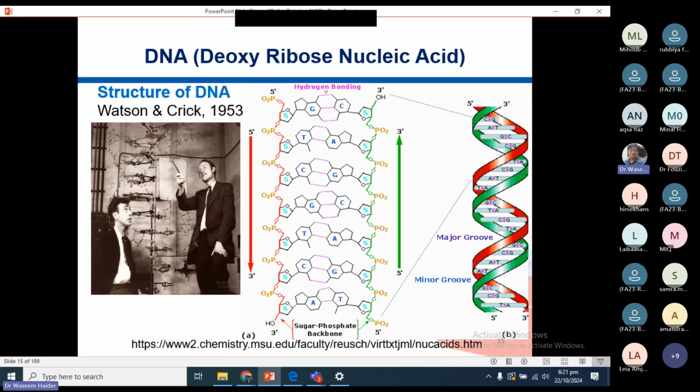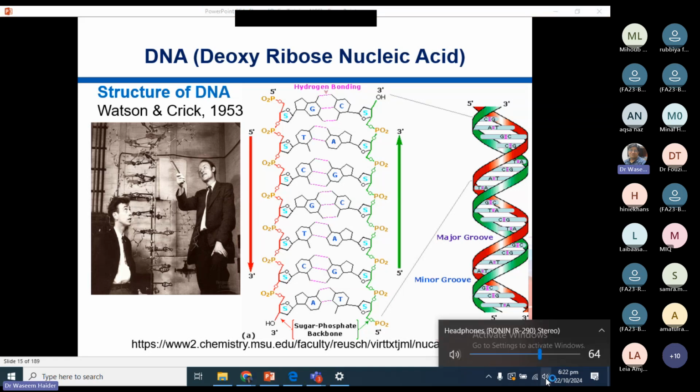And that property has been utilized by one company for sequencing. What are these two phosphates called? They are called pyrophosphate. So what was the company? That company is Roche, right? And their method got famous as pyrosequencing.